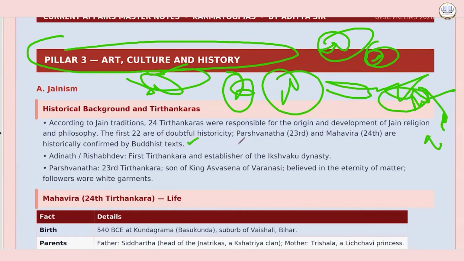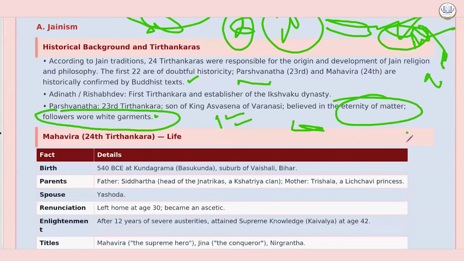Okay, and they are confirmed by this text as well. Adinath or Rishabdev was the first Tirthankar and establisher of the Ikshvaku dynasty. Parshvanath, the 23rd Tirthankar, son of King Ashvasena of Varanasi, believed in the eternity of matter. Followers wore white garments. Now let's read about the most important Tirthankar, Mahavira.